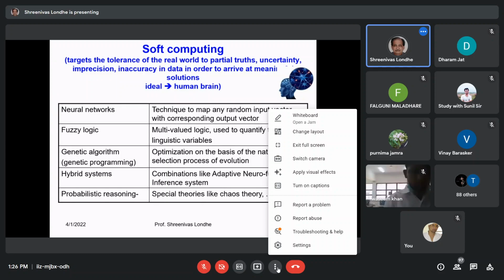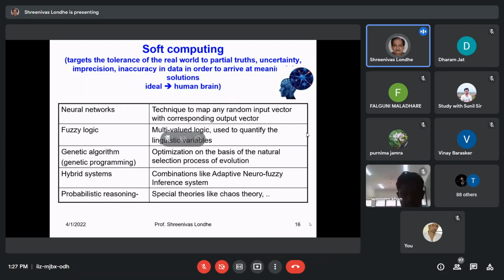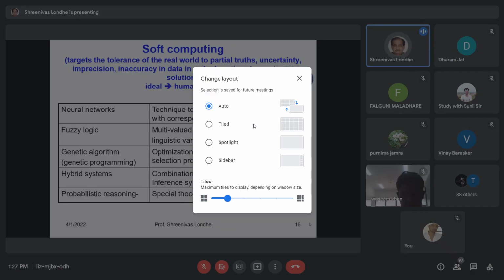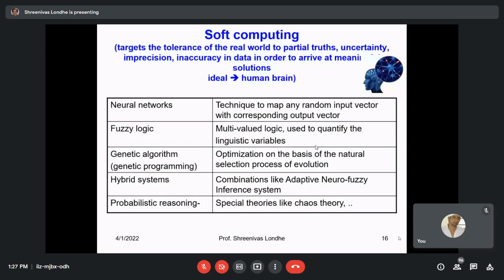Data is stored and he tries to match the pattern, pattern recognition, but not hard and fast like an equation. He just sees whether it is matching or not. Soft towards the data, not so hard like the numerical methods or equations. It has the tolerance, targets the tolerance of the real world to partial truths, uncertainty, imprecision, and inaccuracy in data in order to arrive at meaningful solutions. That is the concept of soft computing.